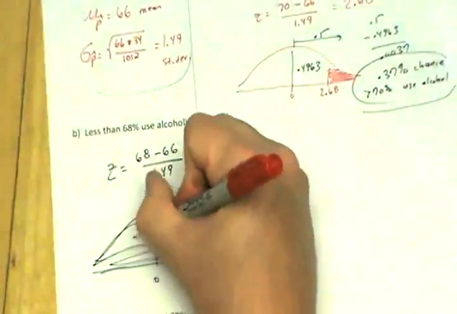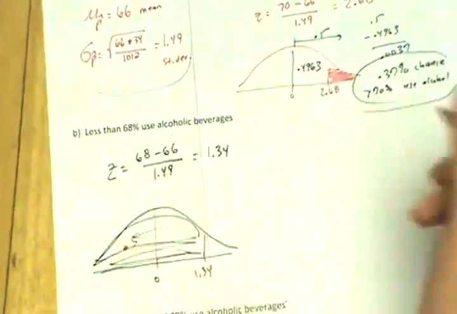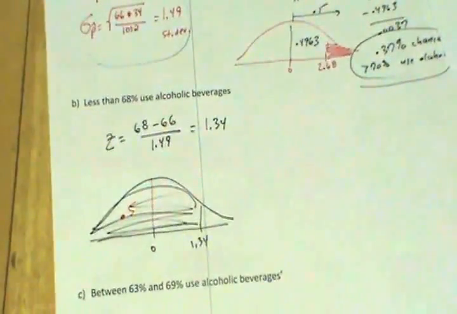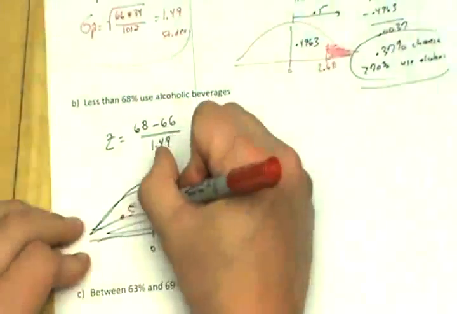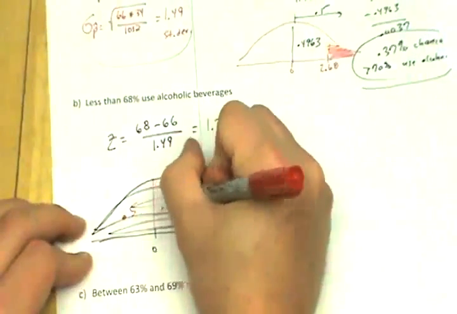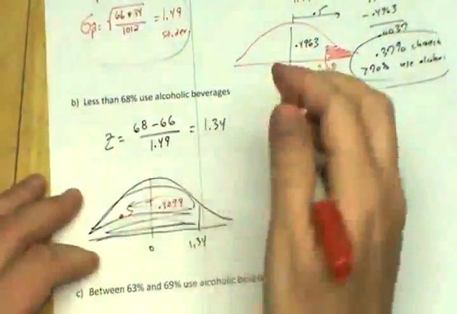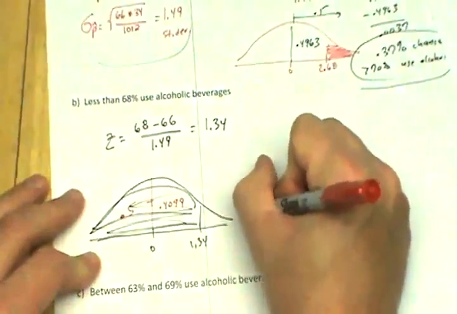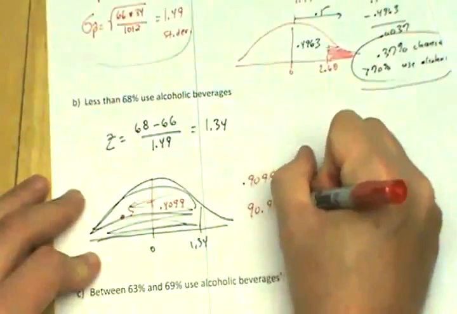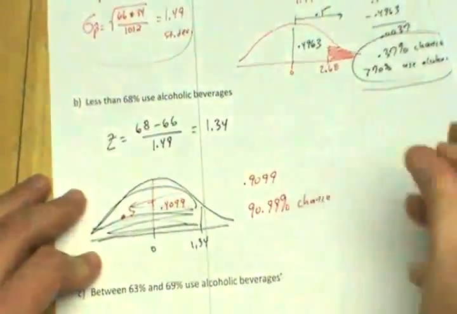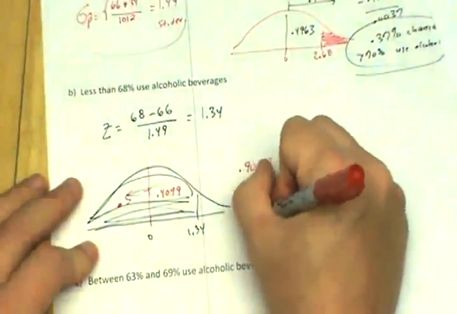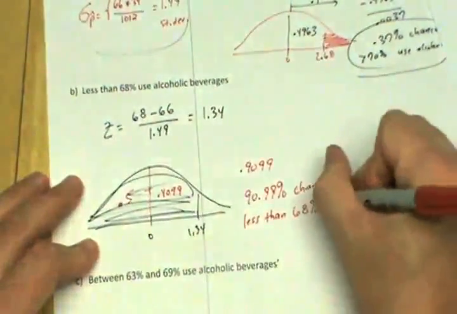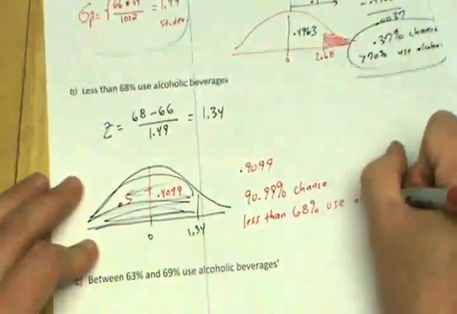Okay. We know we have the left half here is 0.5. We look up 1.34 in our bell-shaped curve, and we're getting back 0.4099. And so the shaded region is going to be 0.5 plus 0.4099. That's going to be 0.9099. Or there's a 90.99% chance that less than 68% of people use alcohol.